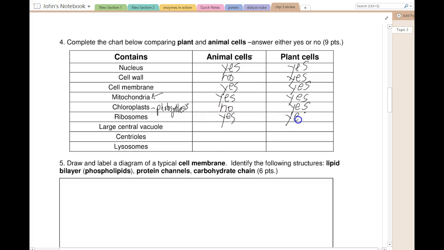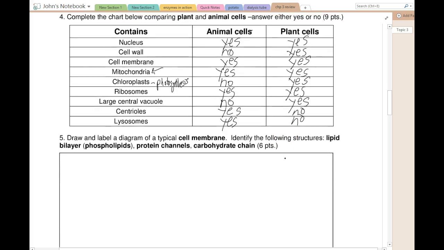Both animals and plants need ribosomes. But only plant cells have a large central vacuole. Animal cells do have vacuoles, but they don't have that large central vacuole. Animal cells have centrioles, whereas plant cells do not. And animal cells have lysosomes, whereas plant cells do not. Okay, and so that's unique to them.